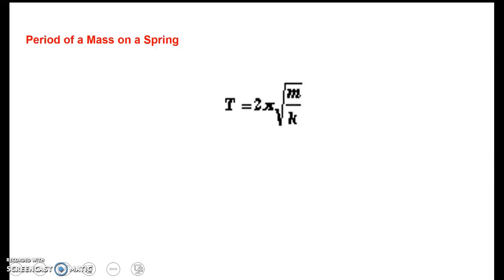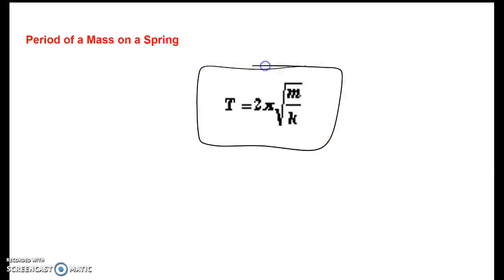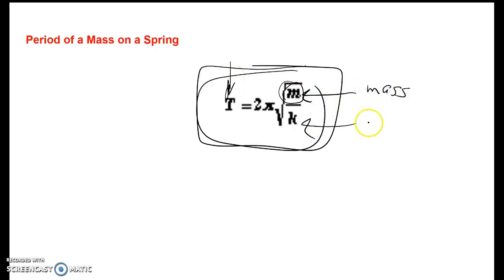Now, the period of a mass on a spring, you can see by this equation, is very similar to what we talk about with a pendulum, except now the mass and the spring constant are what control the period. If we have a smaller spring constant, we're going to have a greater period. But if we have a smaller mass, we're going to have a smaller period. So this is the equation. This is the mass, and this is the spring constant, or k, as we call it.